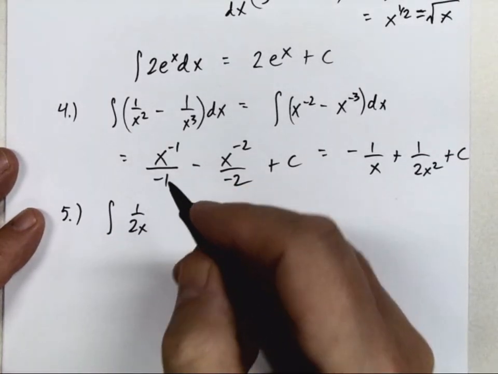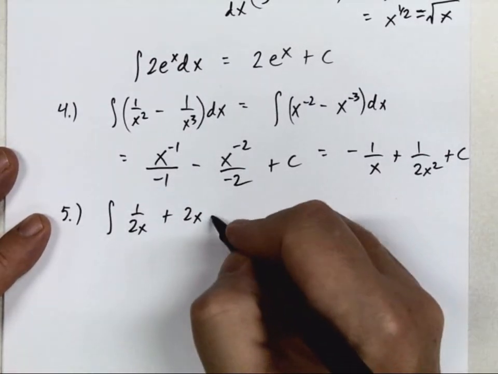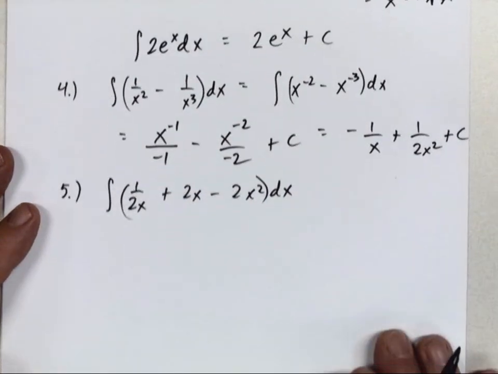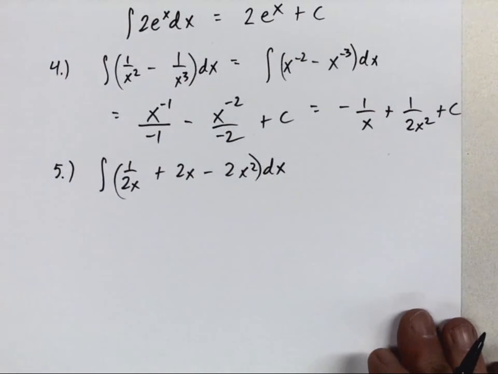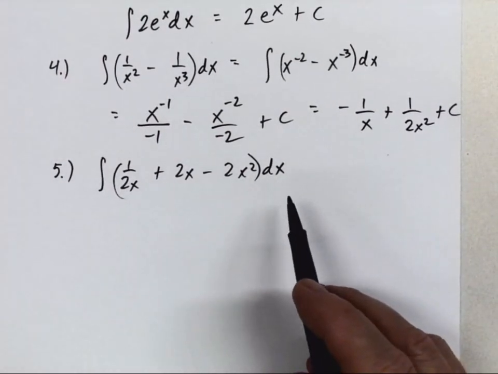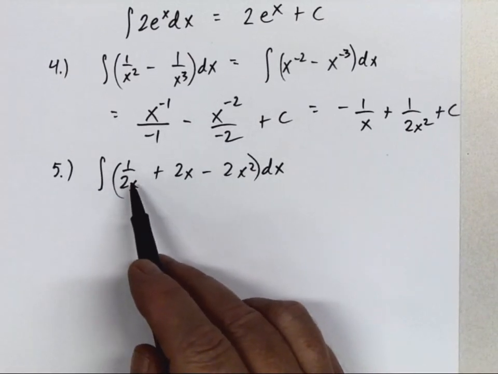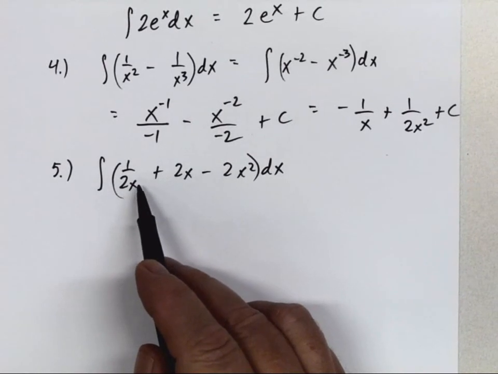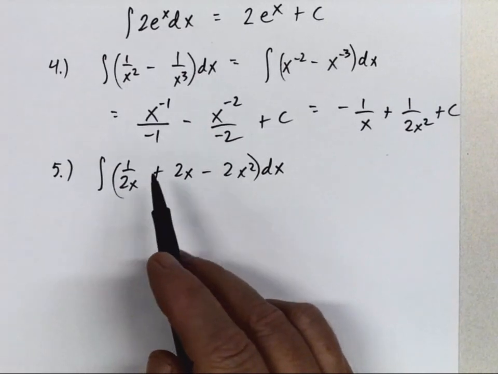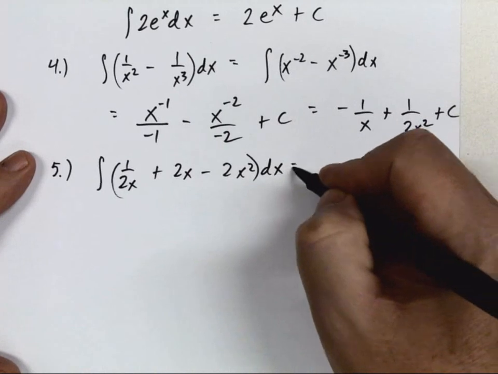How about number 5? 1 over 2x plus 2x minus 2x squared. So now I have an integral over 3 terms. So what do you do? You just take the integral of each term separately. Look at this first one. This is that special case. I've just got x in the denominator. I can't use the power rule. I have to use the rule that this turns into a natural log. And these two are pretty straightforward, just power rules.